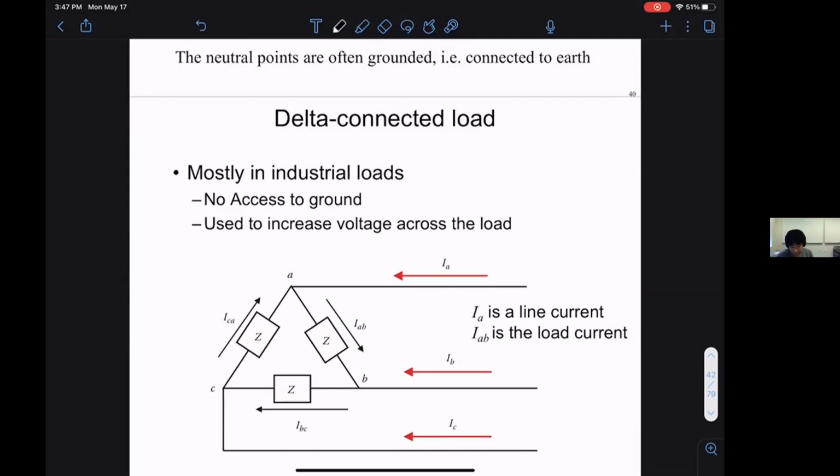So here I have a line current and I have a load current, right? So IA comes in and splits into different currents going to different loads. So we want to do a similar set of calculations to figure out what the voltage and current relationships are. Okay.